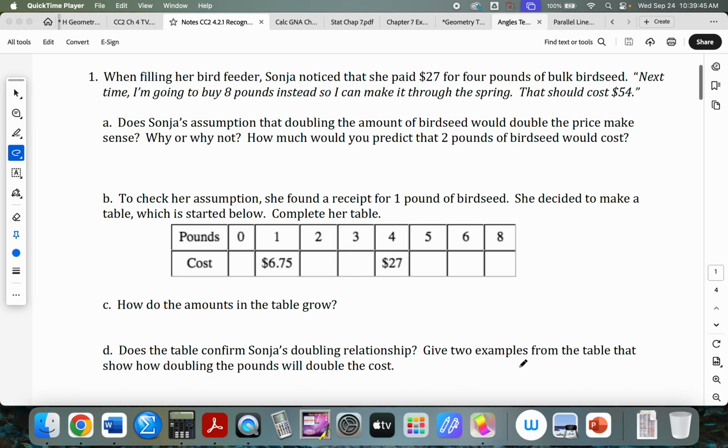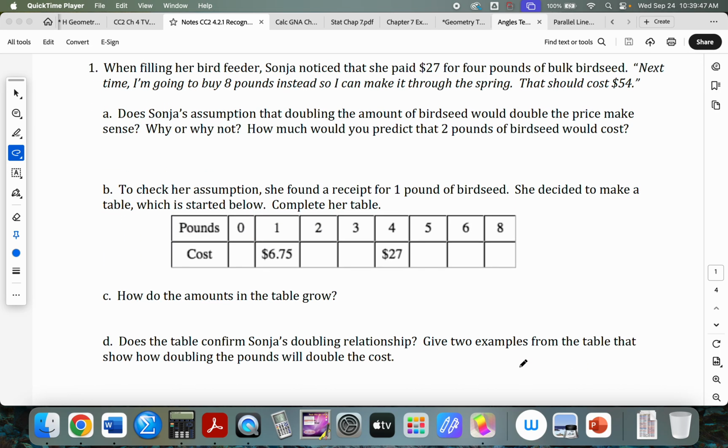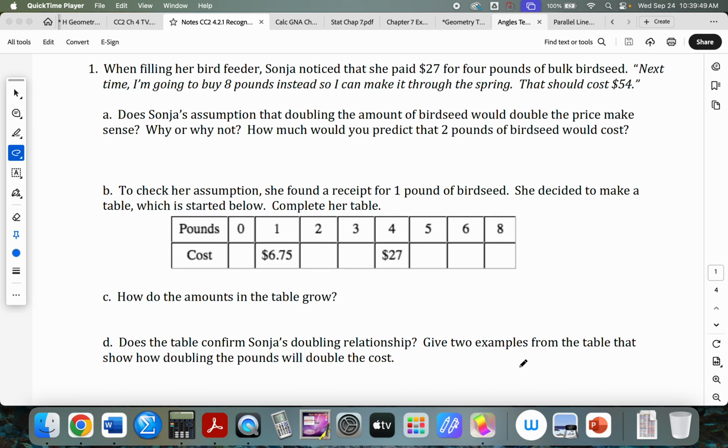When filling her bird feeder, Sonia noticed that she paid $27 for 4 pounds of bulk bird seed. Next time, I'm going to buy 8 pounds instead so I can make it through the spring. That should cost $54. So a question for you is, does Sonia's assumption that doubling the amount of bird seed would double the price make at least some sense? What do you think? Yes.